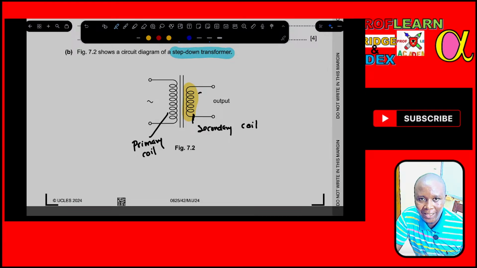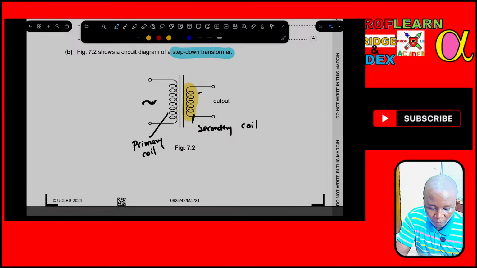You may be asked to explain how a transformer works. Now here, what you need to remember is that a transformer uses alternating current. When alternating current flows through the primary coil, it creates magnetic fields which are constantly changing size and direction. When those created magnetic fields cut through the secondary coil, an EMF is going to be induced in the secondary coil through electromagnetic induction.